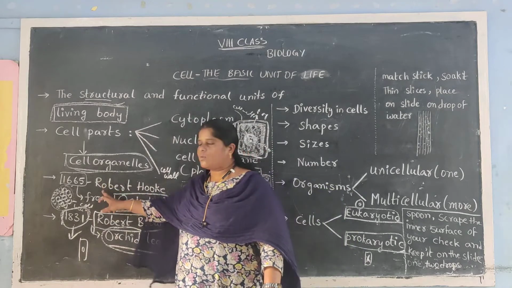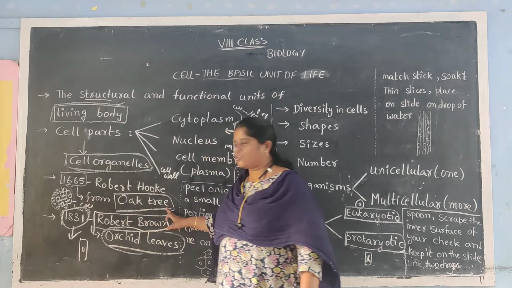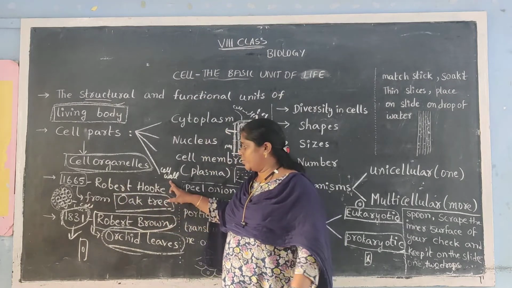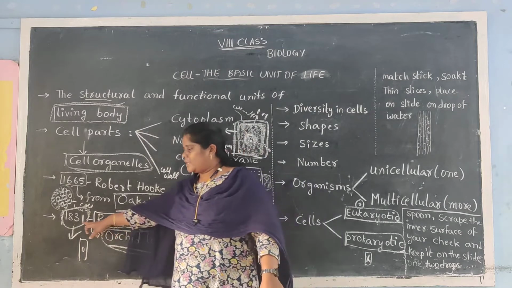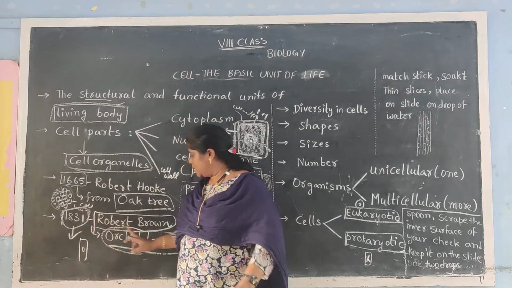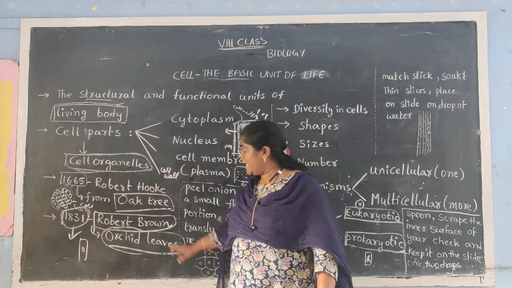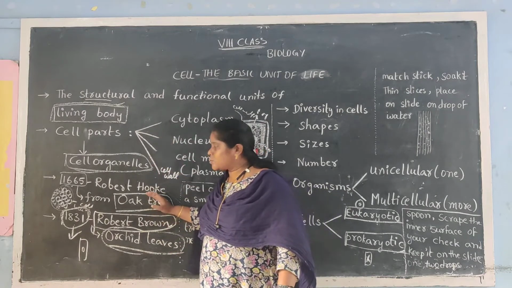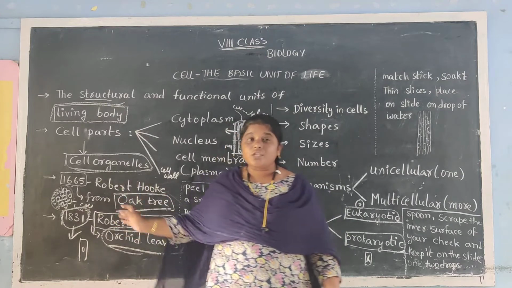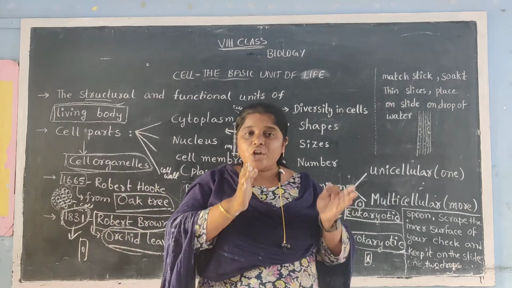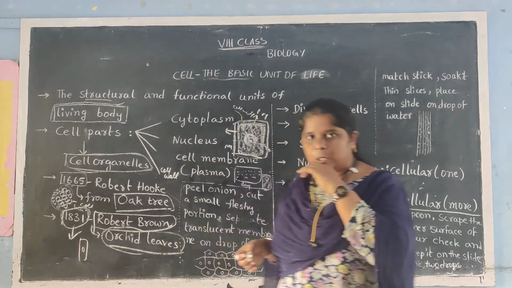In which year was the cell discovered? 1665. From which tree? Oak tree. Who discovered? Robert Hooke. In which year was the nucleus discovered? 1831. Who discovered? Robert Brown. From which leaves? Orchid leaves. Okay. So this is called the history of the cell. And the study of cell is called as what? Cytology.